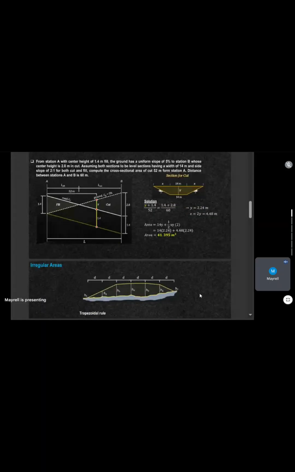Okay. So next here we have regular areas. If you have here areas, this area to be solved or calculated, then they are divided by the same distance d. So they have the same distance d, but different heights. You have h1, h2, h3, h4, h5, h6, and h7.